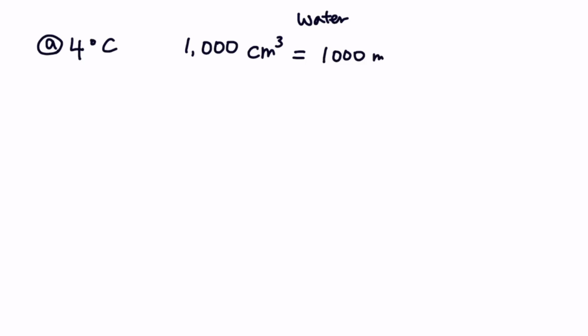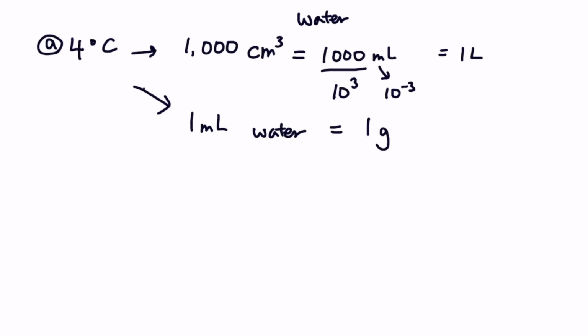And one more, at 4 degrees Celsius, 1000 centimeter cube of water, I'm talking about water, is equal to 1000 milliliter, as we just discussed, and 1000 is equal to 10 to the third, and milli stands for 10 to the negative third, so it's equal to 1 liter. And at 4 degrees Celsius, if you have 1 milliliter of water, that is equal to 1 gram of water. So we can convert volume to mass as well.